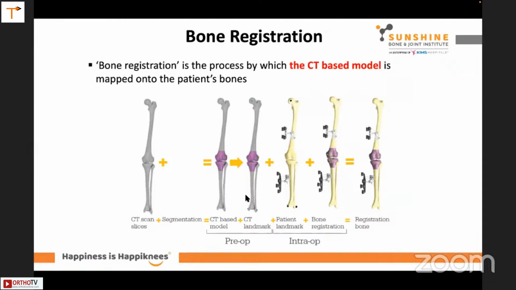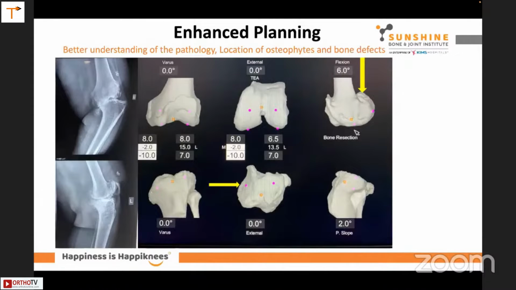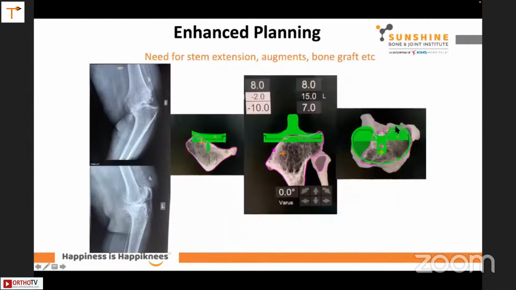As I mentioned earlier, registration is the process by which the CT-based model is mapped onto the patient's bones. Won't go into too much detail, it's already covered. The advantages of the 3D CT image-based approach are the accuracy of the bone registration and the landmarks. You understand the pathology better: location of osteophytes, bone defects, metaphyseal cysts, quality of the bone, and presence of any occult fractures, etc. So I know before I go into the surgery where my osteophytes are going to be, and if there's a big defect or not. Just by seeing the X-ray, you may be able to appreciate it, but you can see for sure exactly where all these things are.